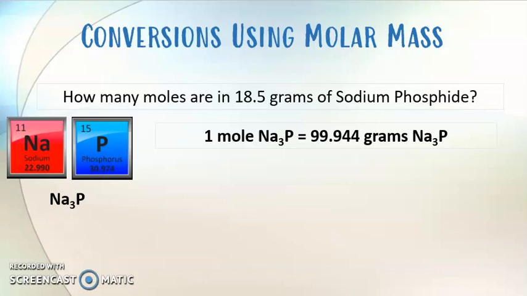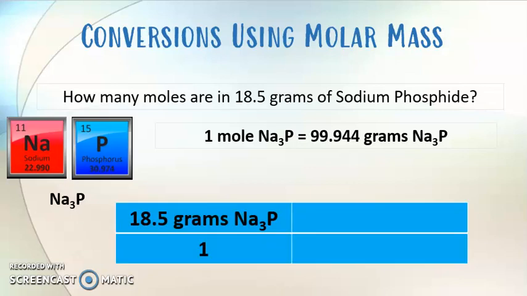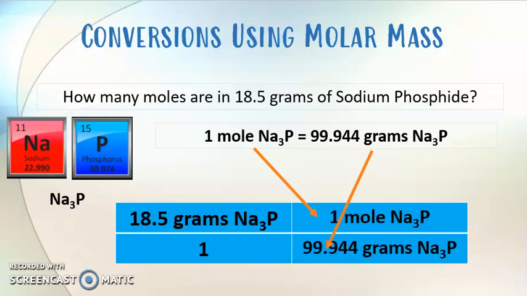Now we can start our problem. So we take what we're given in the problem, 18.5 grams, and put that over 1. Again, the unit we do not want is going to slip down to the bottom of the next box. And then let the equivalent statement that you wrote do the talking. We know that grams is going to go in the bottom, so simply drag the number for grams down to the bottom, 99.944. And the second half of that equivalence statement goes to the top, 1 mole of Na3P. Now you're ready to plug and chug. And the final answer for this one, again with 3 significant figures, should be 0.185 moles of sodium phosphide.